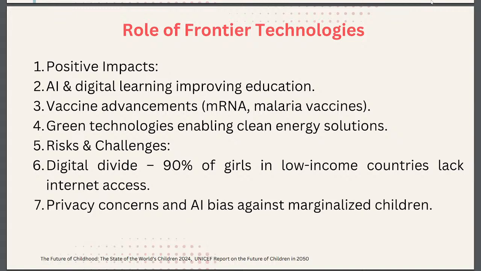AI is impacting everything and it is likely to impact children also. Maybe you can read more if you are interested, but AI and digital learning improve education, then vaccine advancement, by way of whatever technology we have, is going to change the survival of these children. Then green technologies enabling clean, green solutions, ultimately having an effect on climate change. But there is still a digital divide: 90% of girls in low income countries lack internet access, and there are privacy concerns and AI bias against marginalized children. So these are the various issues which you will read about when you study further into community medicine.